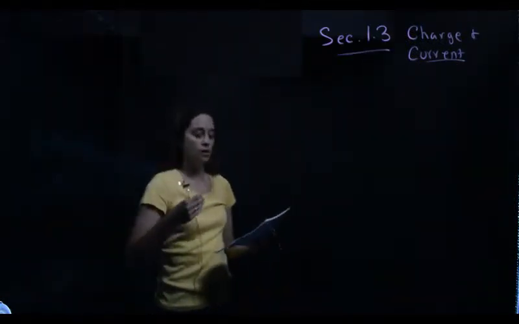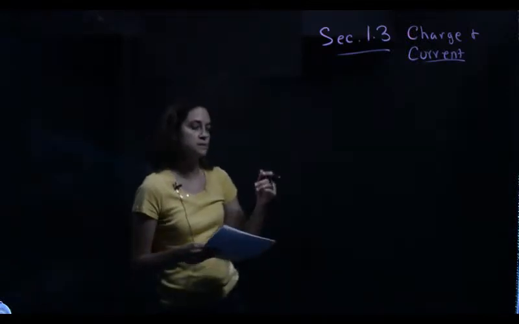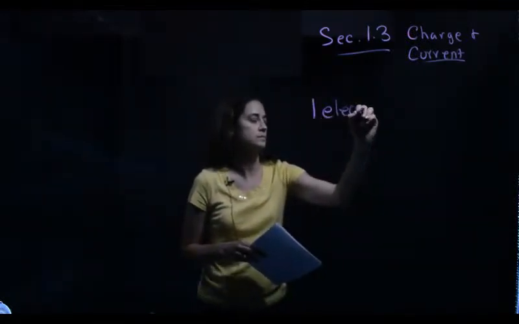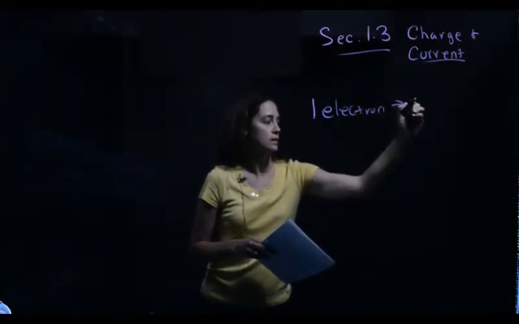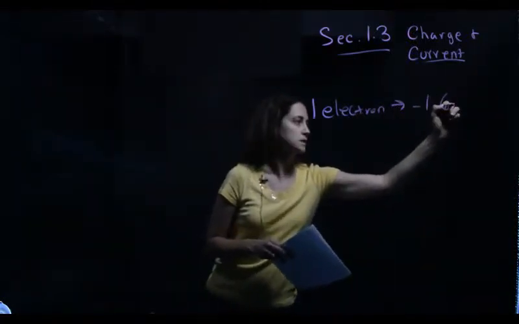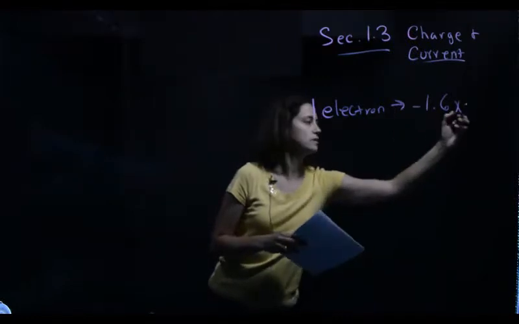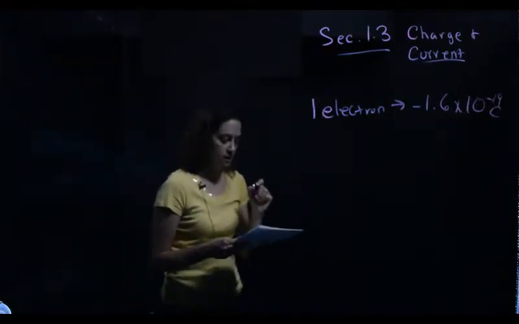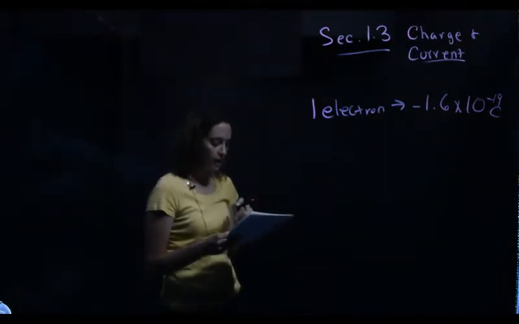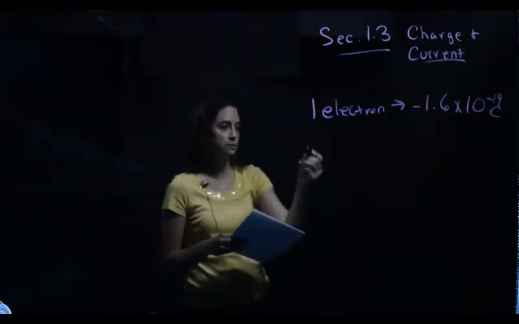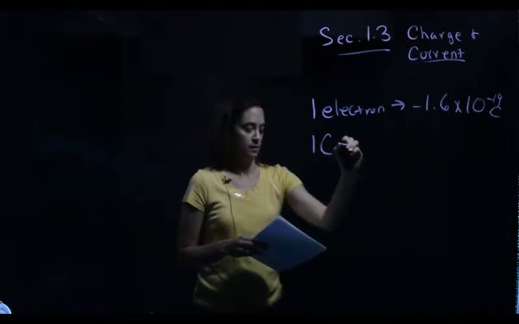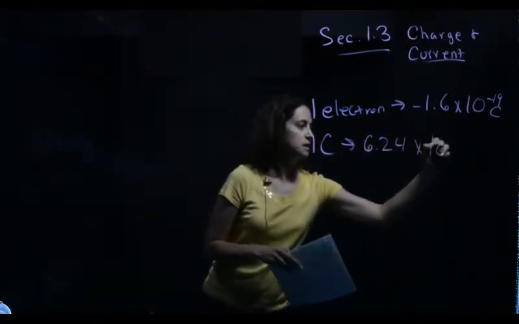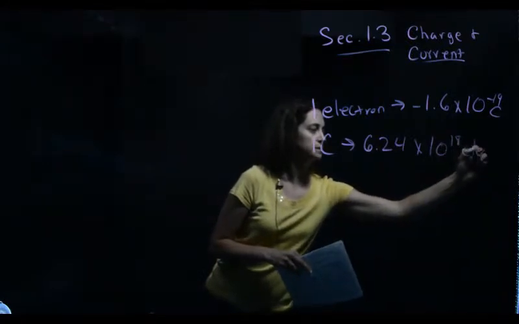So the charge on one electron is minus 1.602, we'll leave that off, times 10 to the minus 19th coulombs. That's getting close to the edge, sorry about that. And 1 coulomb contains 6.24 times 10 to the 18th electrons.